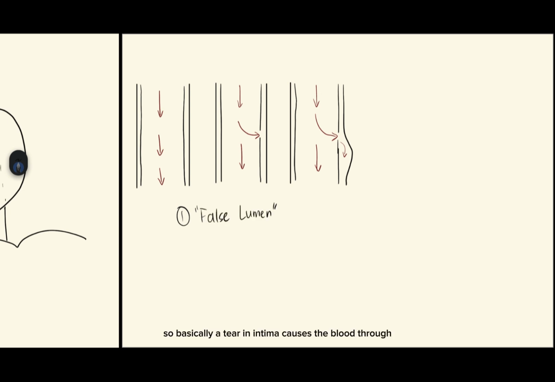So basically, a tear in the intima causes the blood to pass through the tear because the blood pressure is so high, right? That blood then dissects between intima and adventitia, as we can see over here, splitting through the diseased media, basically creating a false lumen alongside a true lumen. So true lumen is where the blood is actually flowing from. This becomes the false lumen.